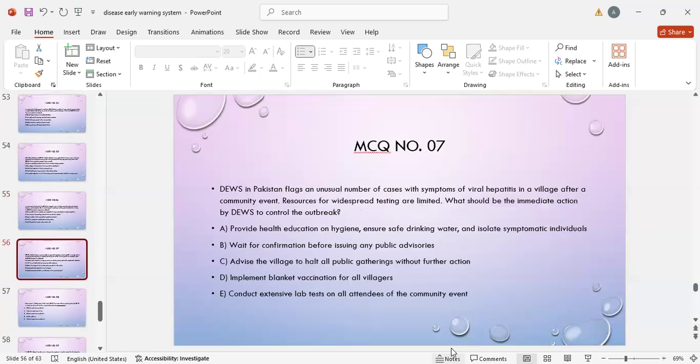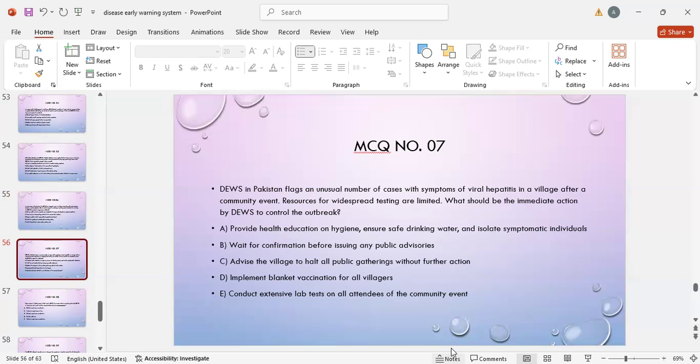MCQ number 7 is: DUSE in Pakistan flags an unusual number of cases with symptoms of viral hepatitis in a village after a community event. Resources for widespread testing are limited. What should be the immediate action by DUSE to control the outbreak?